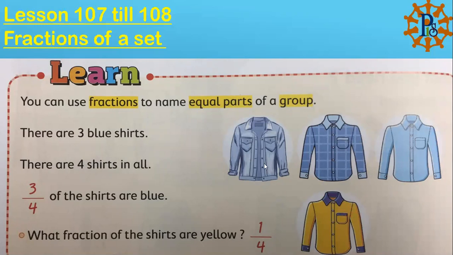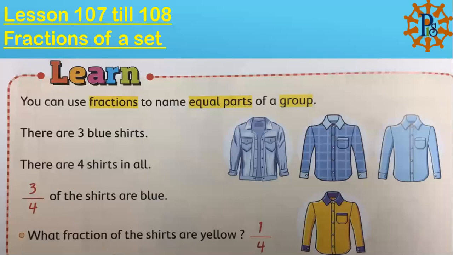Here, in all, we have four shirts. Three are blue and one is yellow. If we want to talk about the blue shirts, it means 3/4, because we count all of the shirts. We don't count only the blue. We count all of the shirts, all of the colors. Here we have three blue and one yellow. So if we want to talk about the blue only, we will say we have 3/4. If we want to talk about the yellow, we have 1/4, because we count all of the shirts.